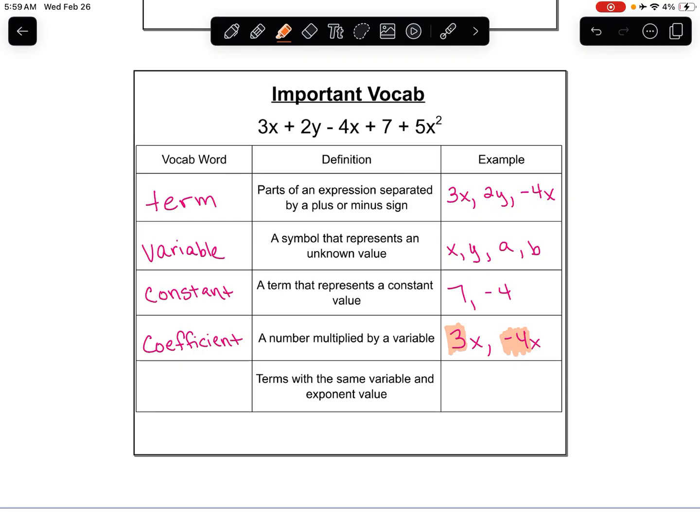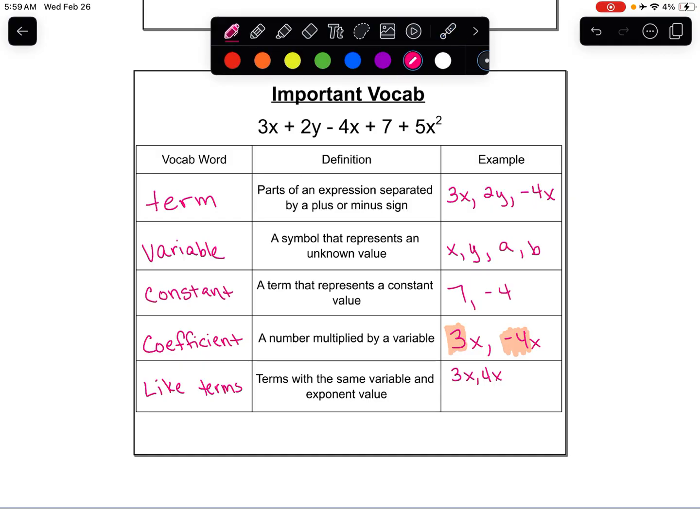All right, and then our last vocab word is a term with the same variable and exponent value. These are called like terms. So, the same examples from above, 3x and 4x are one set of like terms because they both have the same variable. A second example, I'll do this in a different color so it's easy to see it's a second example, would be 5x squared and 2x squared.